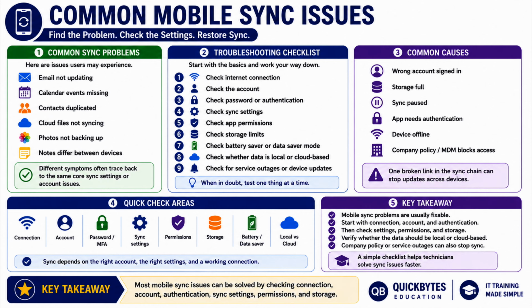When troubleshooting, use a simple checklist. Check the internet connection. Check the account. Check the password or authentication. Check sync settings. Check app permissions. Check storage limits. Check battery saver or data saver mode. Check whether the data is stored locally or in the cloud. And check for service outages or device updates if needed.